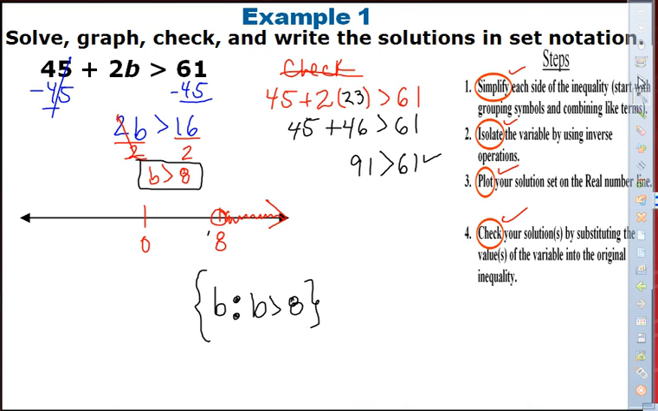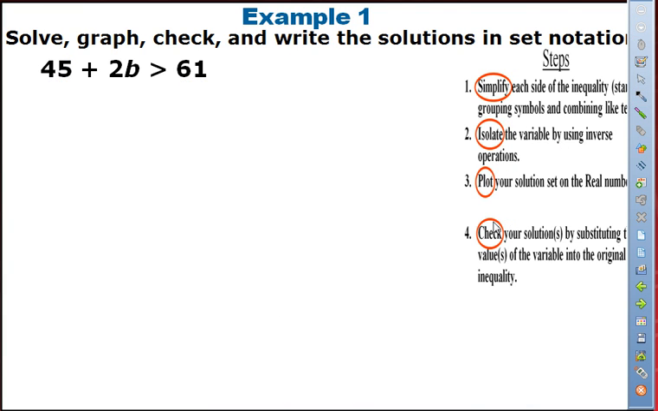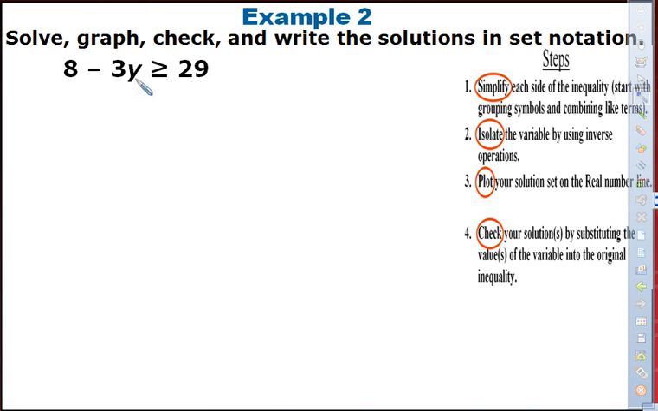Okay, so with that said, look at the next one to the right on your paper. It should be just about the same as this one. See if you can do that one by yourself, and I'll get you started with the first step. So let's see, I need to simplify. I can't simplify each side. Can I isolate the variable? Yes, I'm going to start by getting rid of this 8. What is the inverse of positive 8? Negative 8. Subtract 8 from each side. We're left with negative 3y greater than or equal to 21. I'll give you some time to finish.